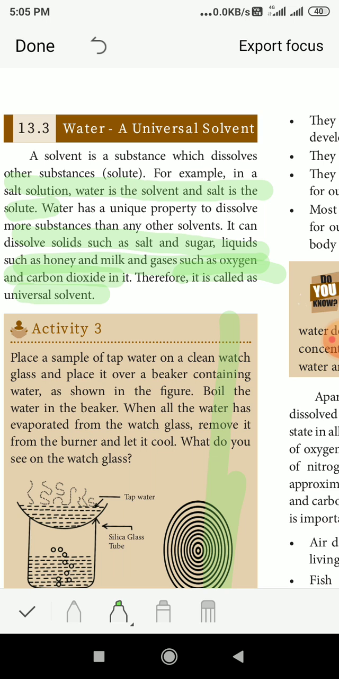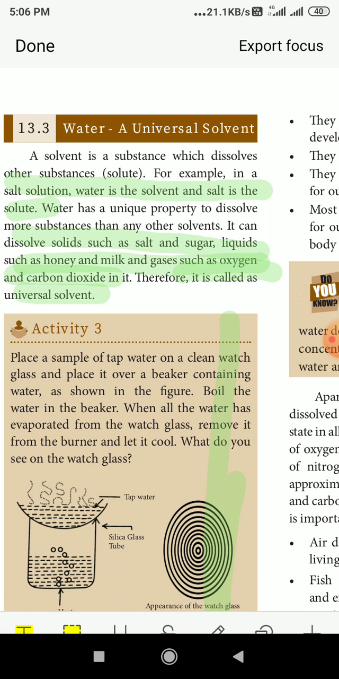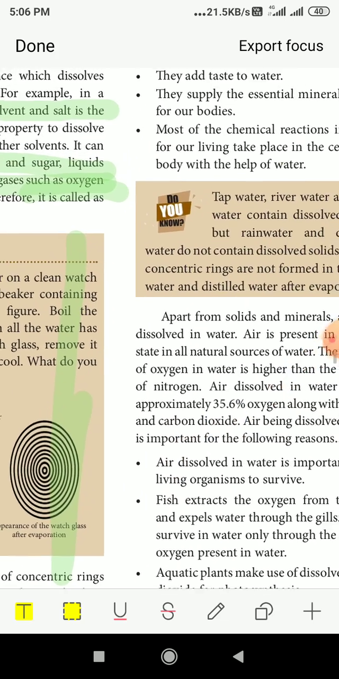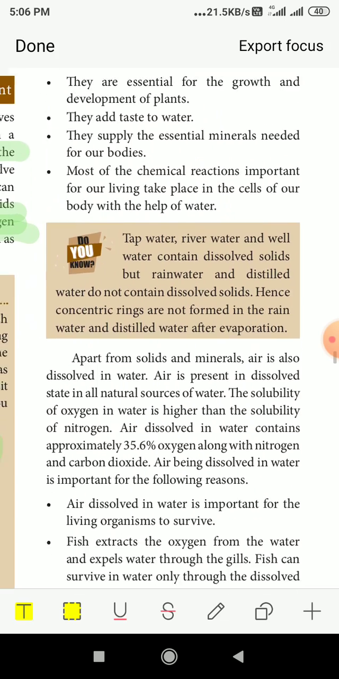So when the water has evaporated from the watch glass, remove it from the burner and let it cool. What do you see? The precipitate will be seen after all the water is evaporated. That is the activity. Then you can see a number of concentrates of solid matter deposited in the watch glass. There are dissolved solids left behind after the evaporation of water. All the salts, after the evaporation of water, will be found inside the watch glass.